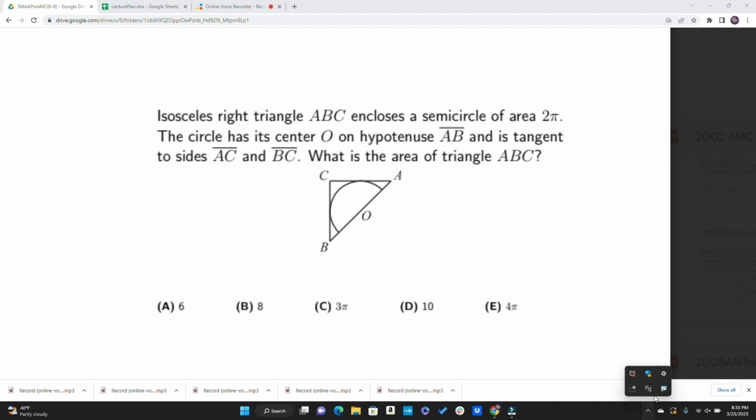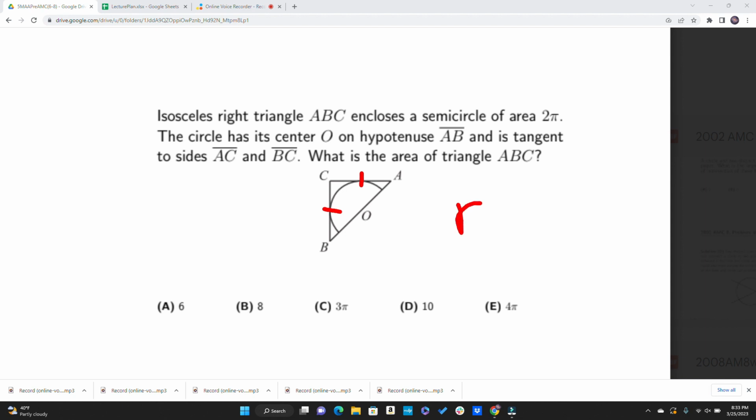We have an isosceles right triangle that encloses a semicircle of area 2 pi. The circle has its center at O on the hypotenuse AB, and is tangent to sides AC and BC. What is the area of the triangle ABC? We can see that this circle crosses the triangle in the middle, right? And the semicircle is area 2 pi.